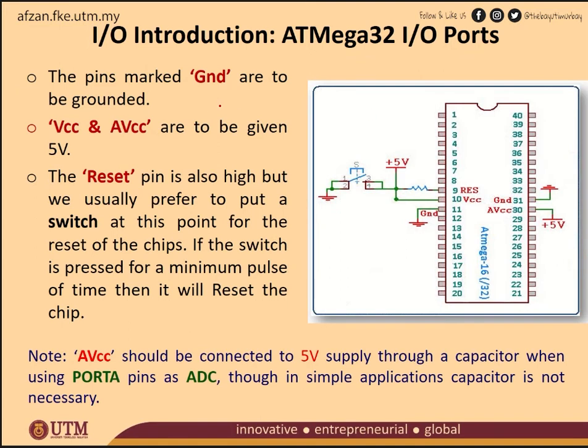Right, so the pins marked GND, you have GND here, are to be grounded. So you need to connect this ground here to ground, while VCC and AVCC are to be given 5 volt. Make sure that every time you connect your ATmega, your microprocessor, VCC is always connected to 5 volt, while ground is grounded.